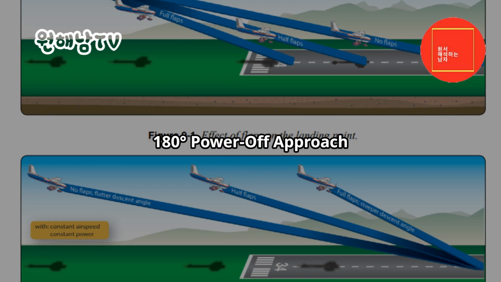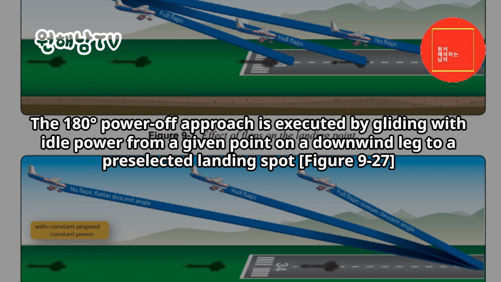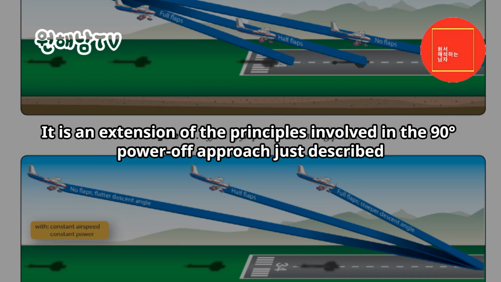180 degrees power off approach. The 180 degrees power off approach is executed by gliding with idle power from a given point on a downwind leg to a preselected landing spot. Figure 9-27. It is an extension of the principles involved in the 90 degrees power off approach just described.